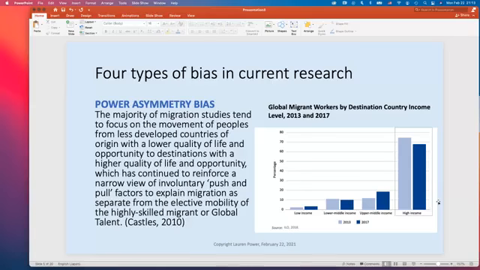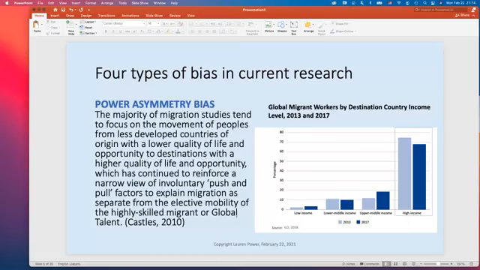Power asymmetry bias is another type of bias that we can talk about. The majority of migration studies tend to focus on the movement of peoples from less developed countries of origin with a lower quality of life and opportunity to destinations with a higher quality of life and opportunity. You can see here in the graph, we have most migration happening to high-income countries by far. But between 2013 and 2017, you can see that we're having more migration occur to upper middle income countries, and we've actually had a decrease to high income countries, although it still remains far and away the majority.